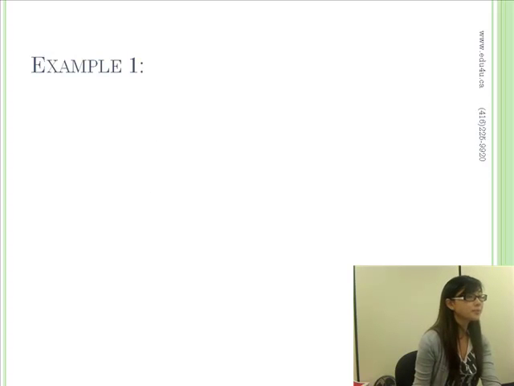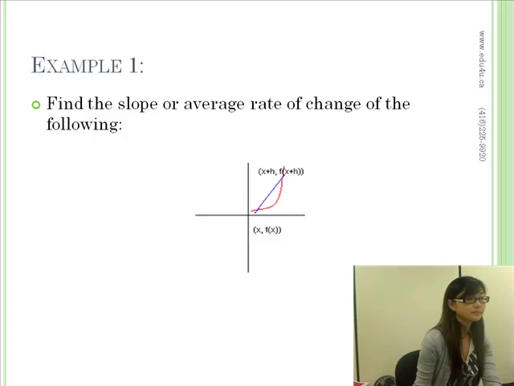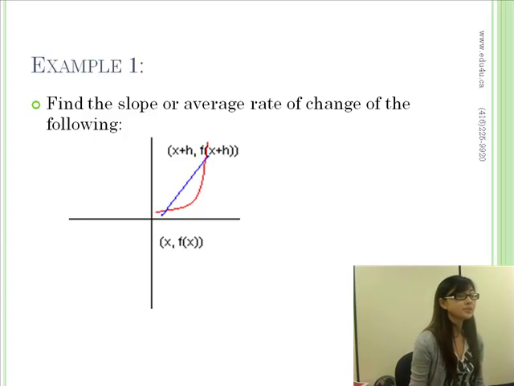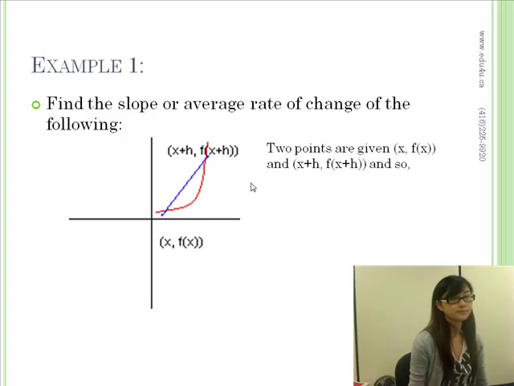Let's look at example 1 from your learning resources. Find the slope or average rate of change of the following. Here we're represented with a nice graph, and let's ignore the blue line for a second and just focus on the red line, because the red line is our actual function. There's one point here and another point here. The first point we labeled x and f of x. The second point we labeled x plus h and f of x plus h.